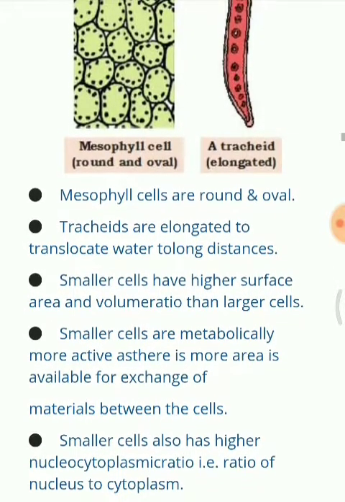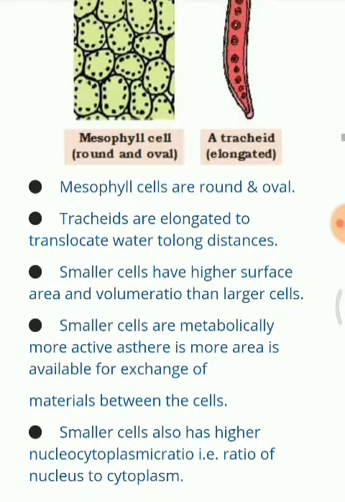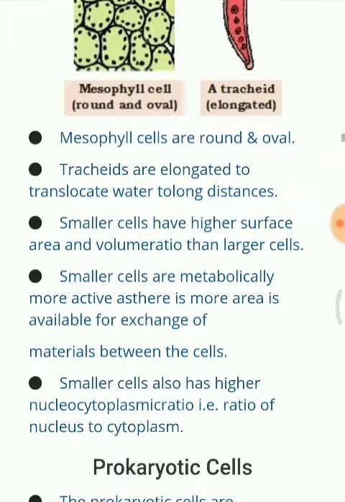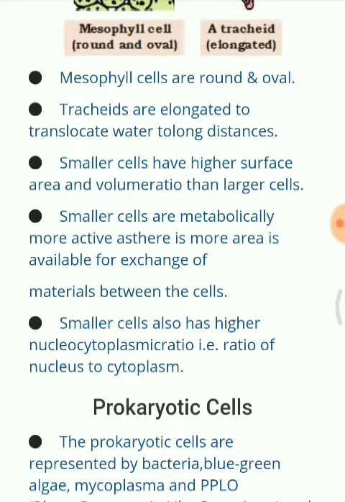Smaller cells have a higher surface area to volume ratio than larger cells. Smaller cells are metabolically more active as there is more area available for the exchange of materials between the cells. Smaller cells also have a higher nuclear cytoplasmic ratio, that is, the ratio of nucleus to cytoplasm.